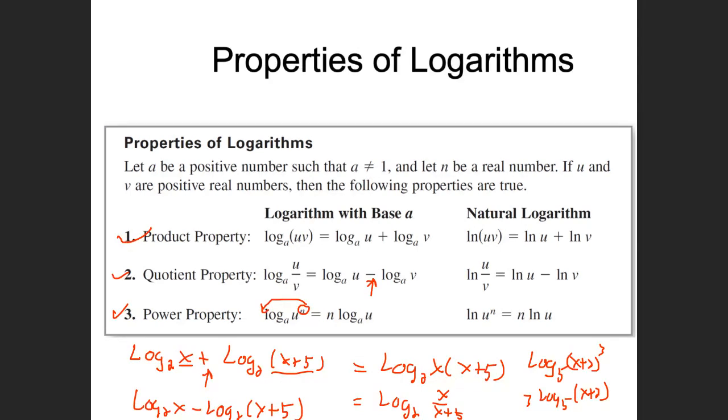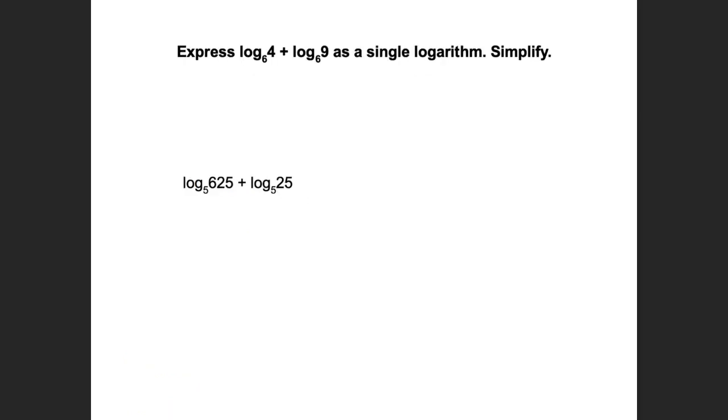We're going to be using these properties. So for example, if they gave me something like this, express log base 6 of 4 plus log base 6 of 9 as a single logarithm, then simplify. Well, since it's a plus sign, I am going to multiply. So this is going to be log base 6, 4 times 9 is 36. And then it says simplify. Now most kids are like, oh, okay, so this is written as a single logarithm. But if I simplify it, my answer is 2, isn't it? Because log base 6 of 36 is just plain old 2. That is simplified.